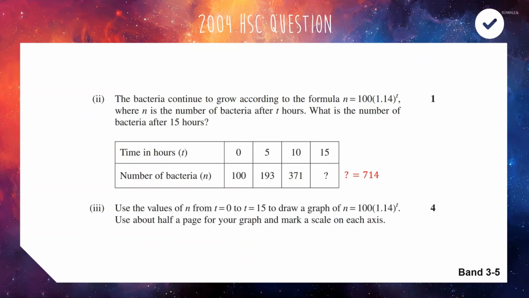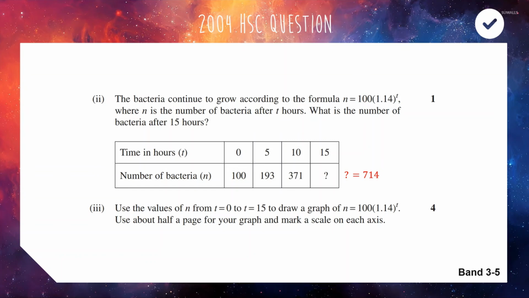Okay, part 3 for 4 marks. This is pretty challenging. We've got values of N from T equals 0 to T equals 15. So it's basically saying, using this table of values, sketch a graph of this equation, use about a half page for your graph, and mark a scale on each axis. The part that makes this question really challenging, which they don't really do in modern HSC papers, is they ask you to graph an equation, but they didn't give you an axis to use, because back in 2004, you weren't answering in writing booklets like we are now.